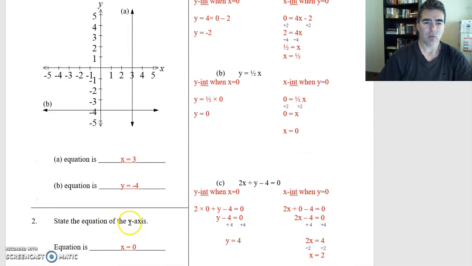State the equation of the y-axis. Well, this is our y-axis here. Every point along that y-axis has an x value of 0. So the equation is x equals 0.